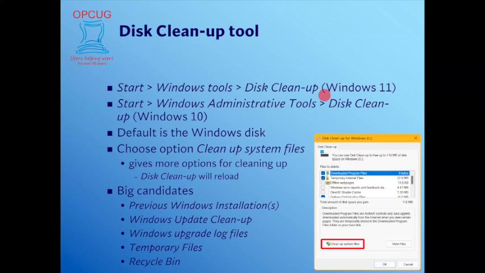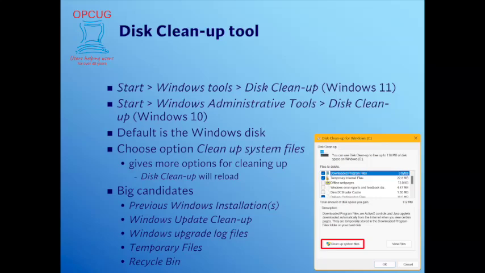The first thing that you want to do is click on this button, clean up system files. Then it will close disk cleanup and reload it, and it'll give you additional categories of things that can be cleaned up. The biggest one that I've seen is that previous Windows installations and Windows Update cleanup will be added to the list of possible things that you can clean up on there.